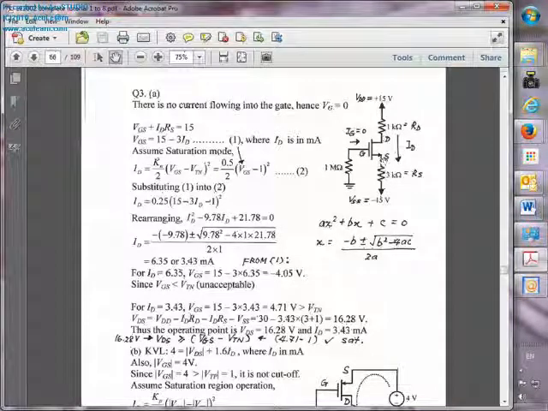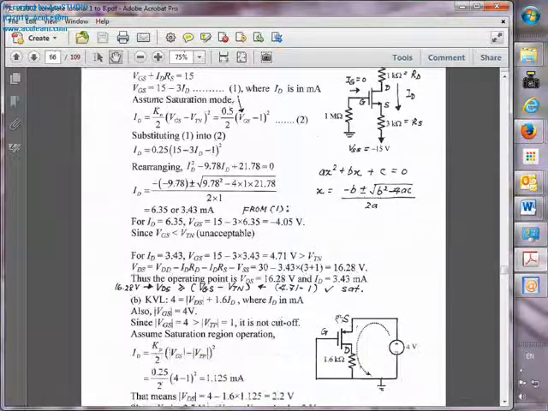VDS is the voltage across this. It is simply VDD minus the voltage drop here, which is ID times this resistance RD, minus the voltage drop across this resistor, which is RS times ID, and minus the voltage at this point, which is minus 15. 15 and minus 15 becomes 30. Combine these two, you get this. VDS can be obtained to be 16.28.